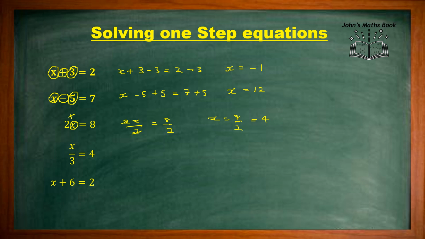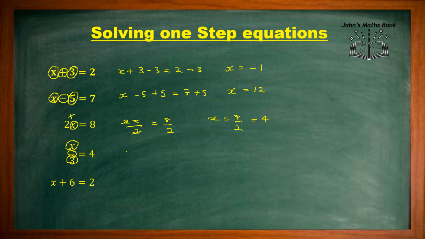So in our fourth example, we have the equation x divided by 3 is equal to 4. So variable x, operation this time is division, and we're dividing by 3. So the opposite of division is multiplication. So we need to multiply both sides by 3.